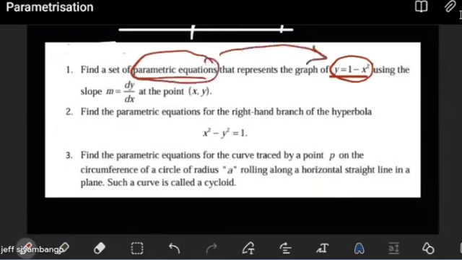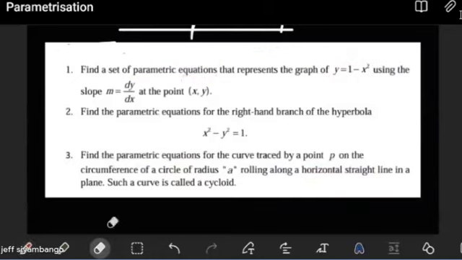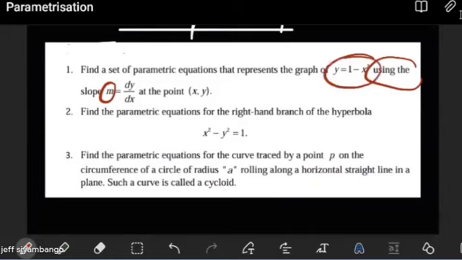But look at this. In obtaining parametric equations, it's all about the parameter. What parameter are you going to use? For this question, they have specified. What are they saying? Using the slope m as the parameter. The parameter here has been defined to be the slope dy/dx, where y is the expression they've given us, at the point x, y.